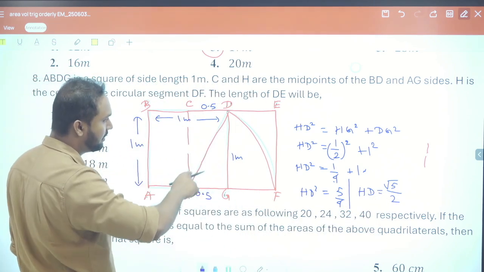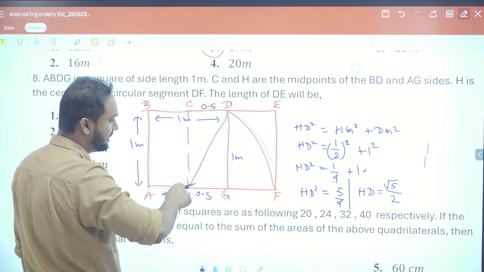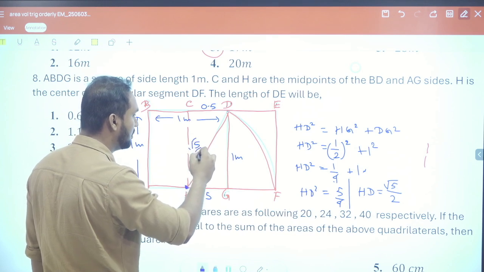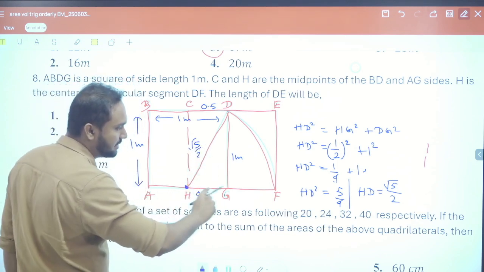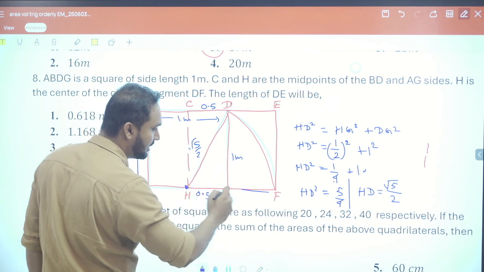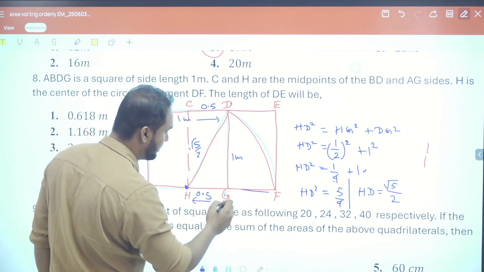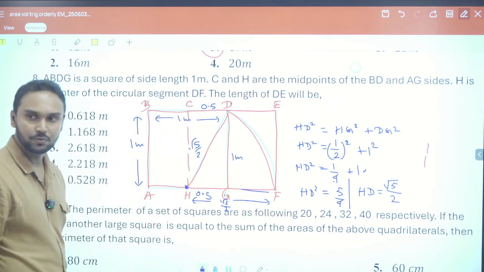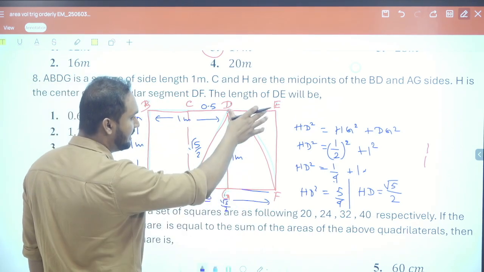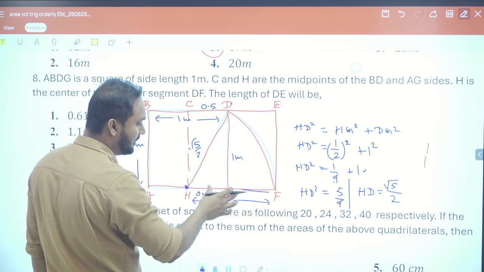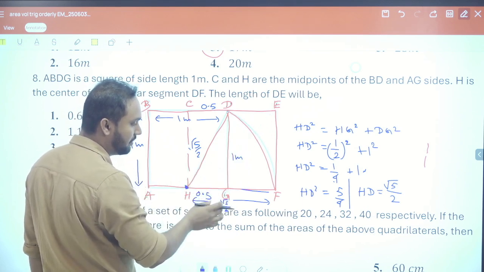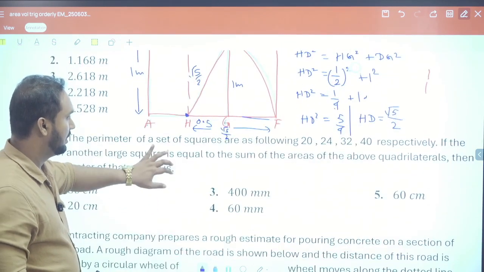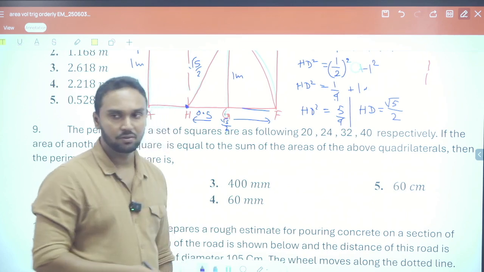Now we found the HD value, root 5 over 2, which is the radius. And since this is also one of the radii, this length should also be equal to root 5 over 2. They are asking for the DE value, which you can get by deducting 0.5 from root 5 over 2. So can someone tell me what is the value of root 5 over 2?